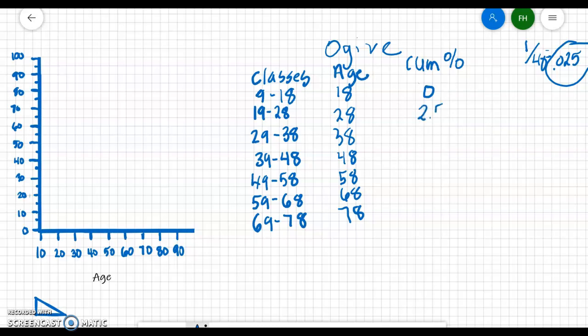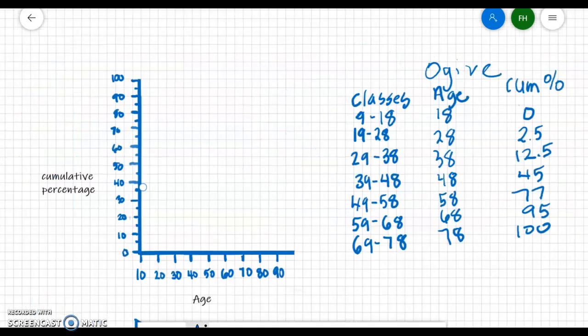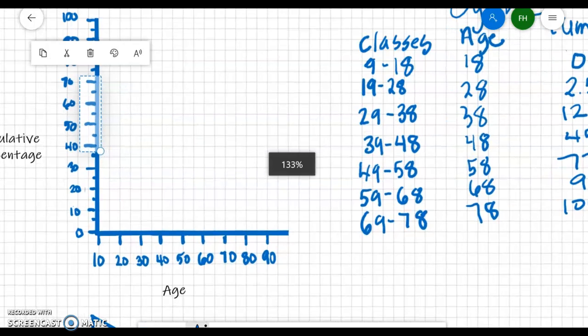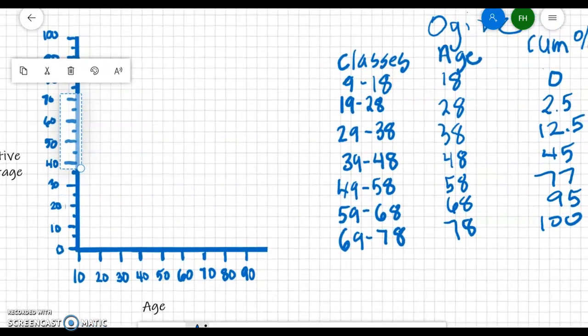So 2.5, 12.5, 45, 77, 95, and 100. These are basically our ordered pairs, and then we just need to graph these on our graph. And I'm going to make our graph a little bit bigger.